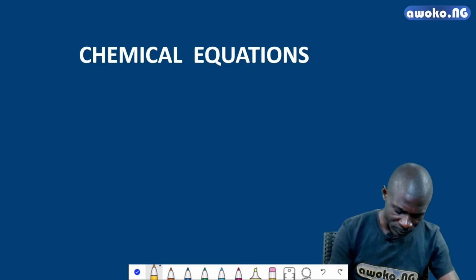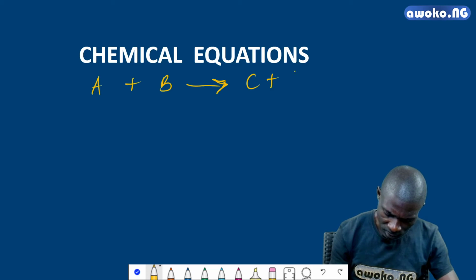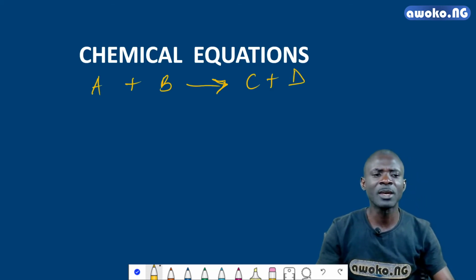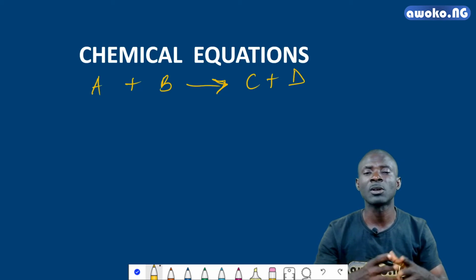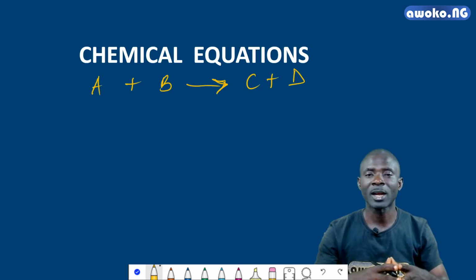So we can have A plus B to give us C plus D. Okay, so this can be a simple representation of a chemical equation. So here we have our A and B as our reactants, while the C and D are products. Now A here represents a reactant, and it is written at the left hand side, and B also is a reactant, and it's also written at the left hand side.